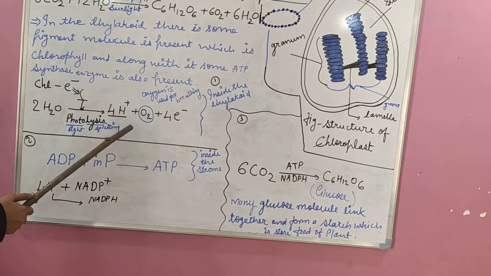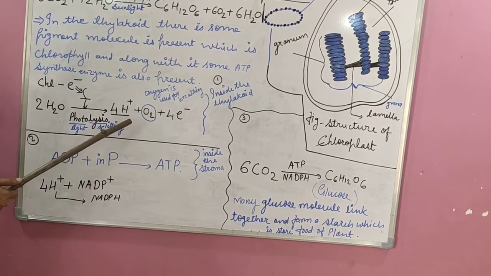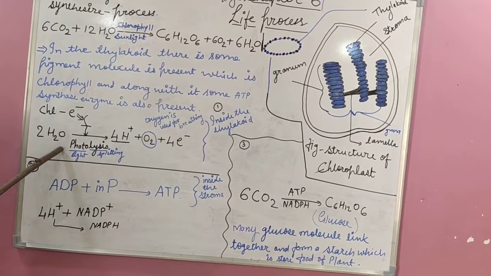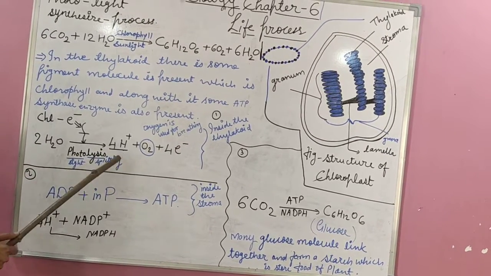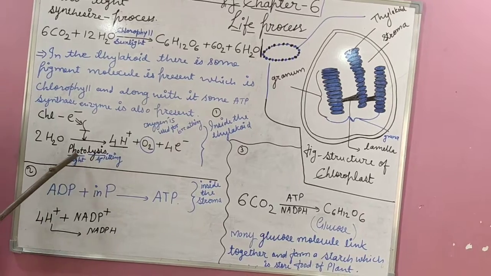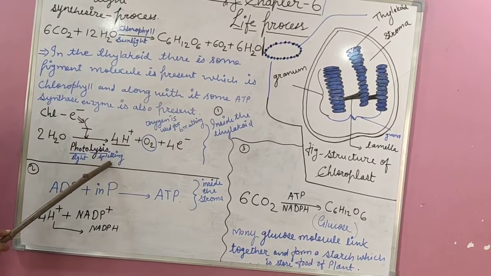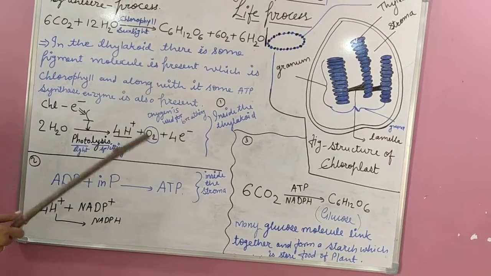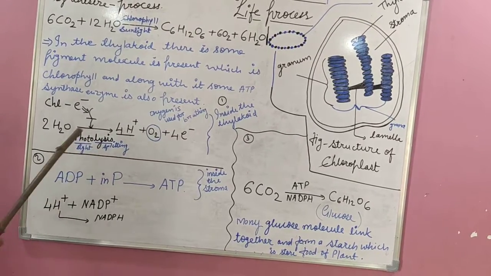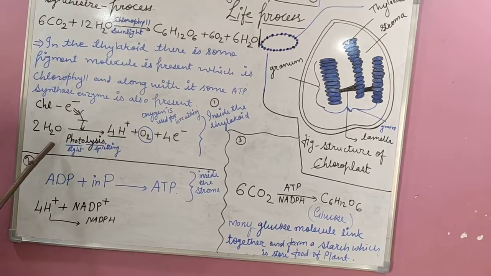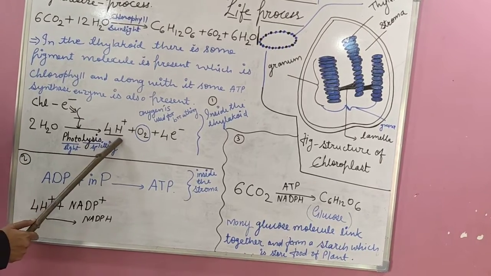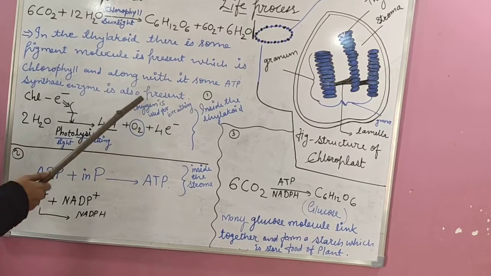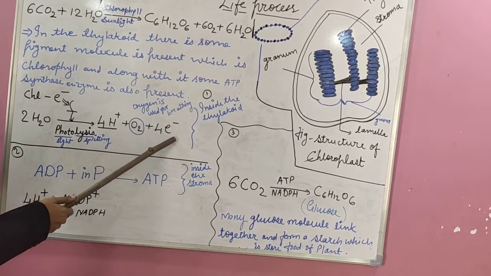And obviously students, as it is the photosynthesis process, the process of light, the splitting of the molecule in the presence of light is called photolysis. Photo means light and lysis means splitting. Splitting means to break into pieces, to separate and divide it. So here the water molecule is split into 4 protons, releasing oxygen gas, with 4 electrons.